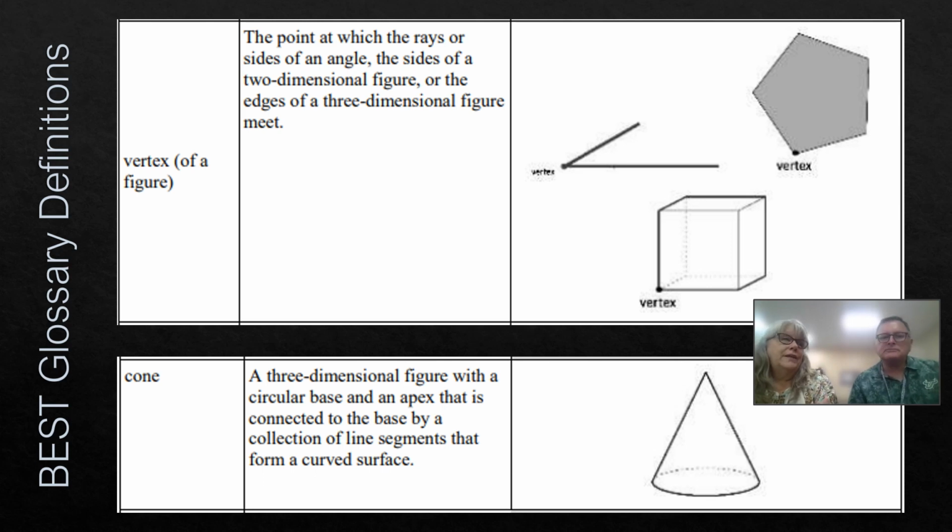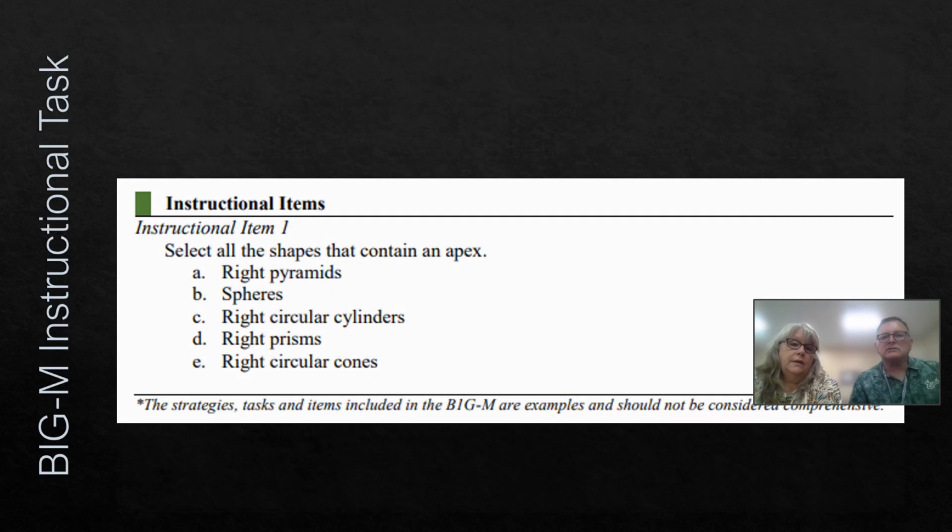So if we look at the high school definition of cone, there is no definition of cone in the elementary glossary, but in the high school glossary, you can see that a cone is a 3-dimensional figure with an apex that is connected to the base by a collection of line segments that form a curved surface. So because it has line segments, it would also have to have angles that form that vertex. Okay. So that's the definition that we're going with in Hillsborough County, in the state of Florida, really.